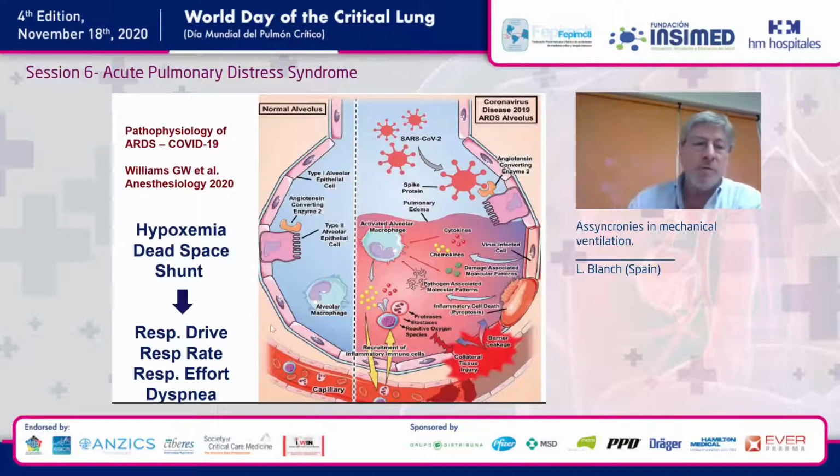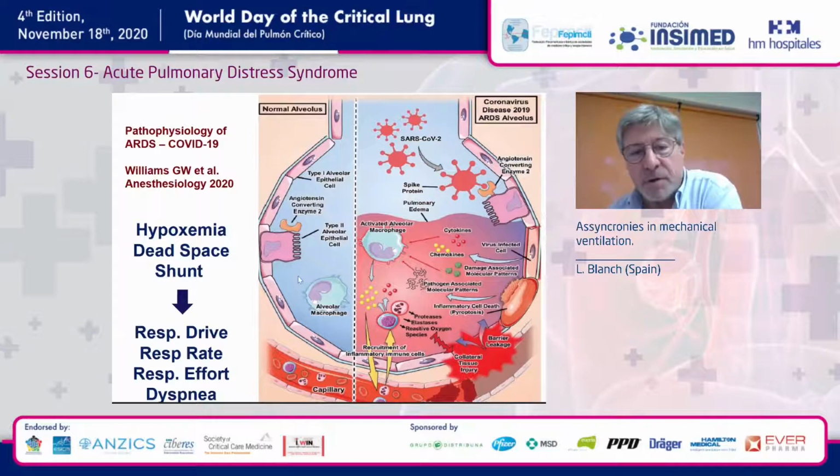So let's now move to the COVID. All of us know COVID. COVID is characterized by hypoxemia because the virus has some cytopathic effect on the alveolar cells, then causes death of the patient, and is characterized by an increase in respiratory drive in many patients. After that, increase in rate, increase in effort, and dyspnea.